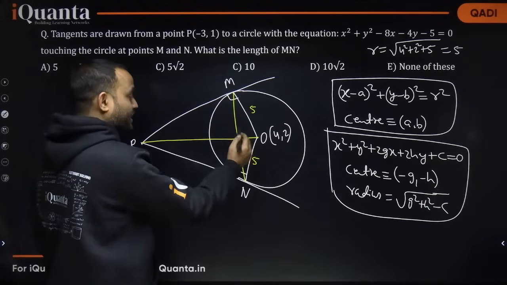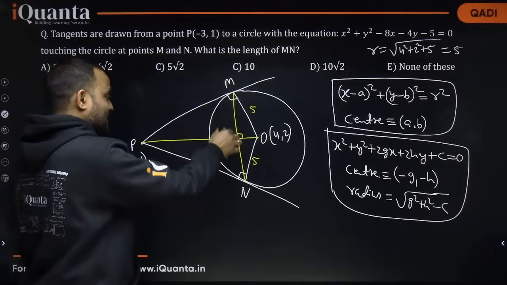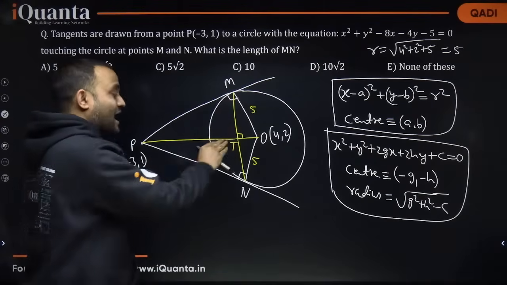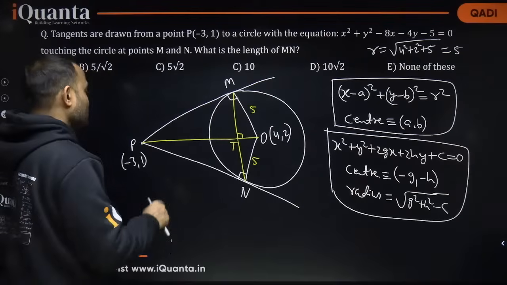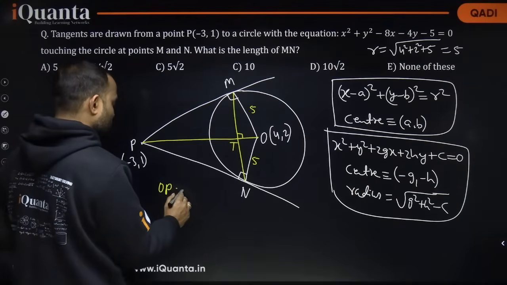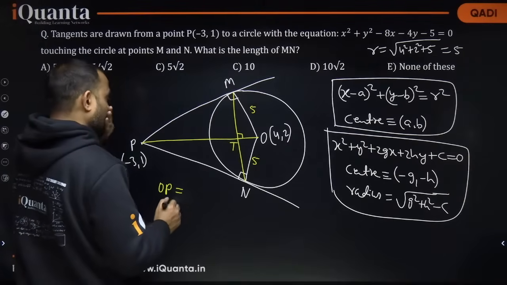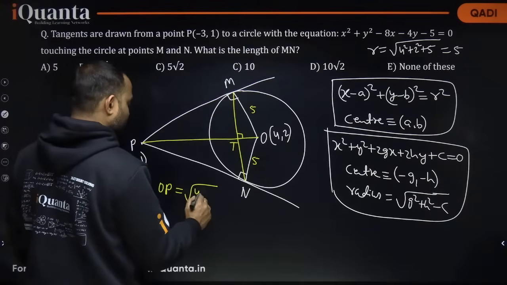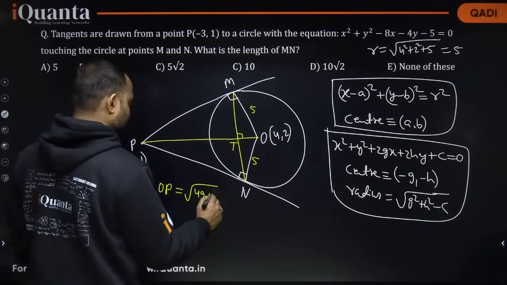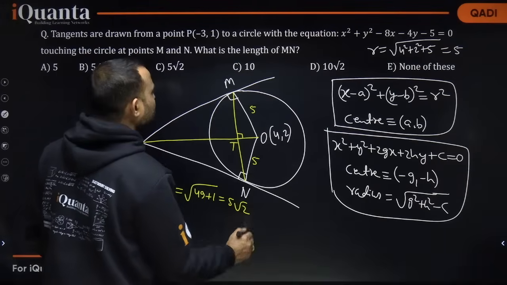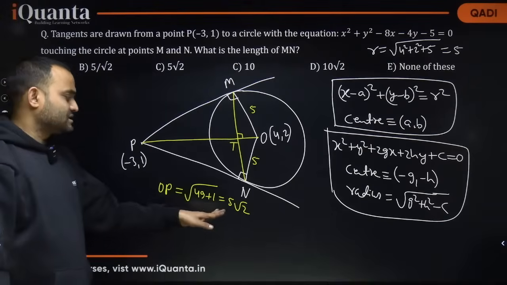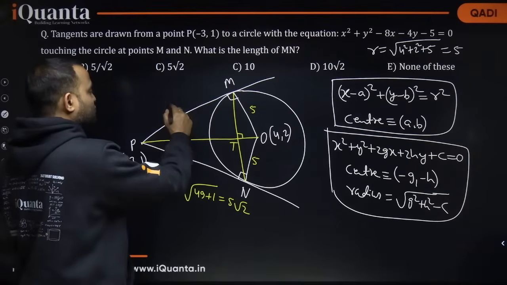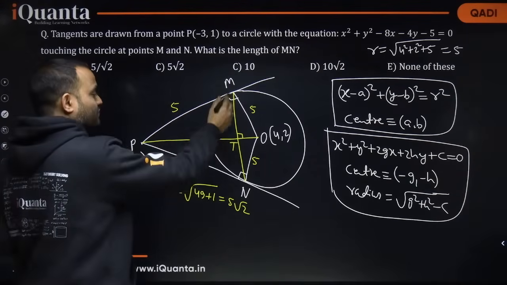So this will be perpendicular to this. So this length, let's say this point is T. MT will be the perpendicular length to the hypotenuse. So what will be the length of OP? OP will be equal to 4 minus minus 3 is 7. So 49 plus 1, that is equal to 5 root 2. So OP is equal to 5 root 2. What will be this length? PM will also become 5, using the Pythagoras.